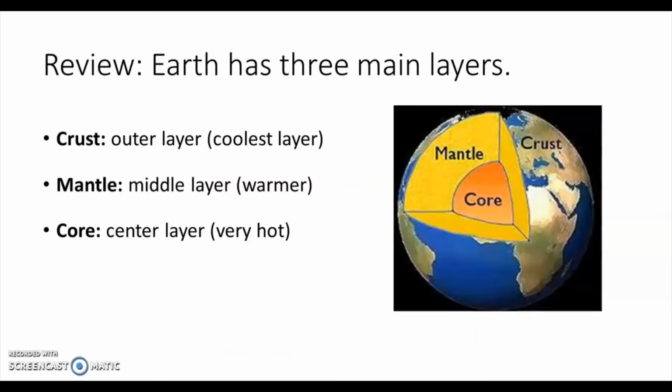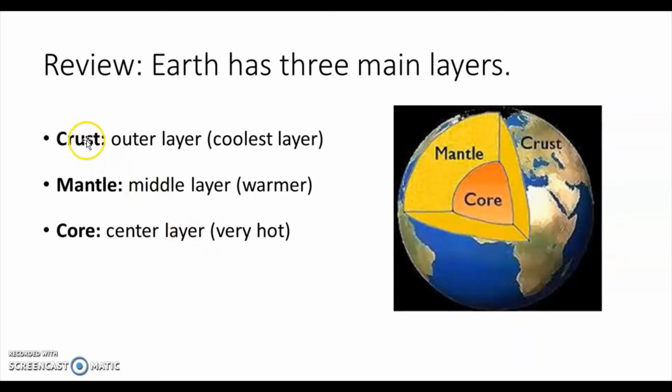So let's review. Earth has three main layers, right? The crust is the layer that has the continents and the oceans. The crust is the coolest layer, and the crust is the layer we live on. The mantle is the middle layer. It is warmer and it has some melted rock. The center layer is called the core, and that one is very, very hot.